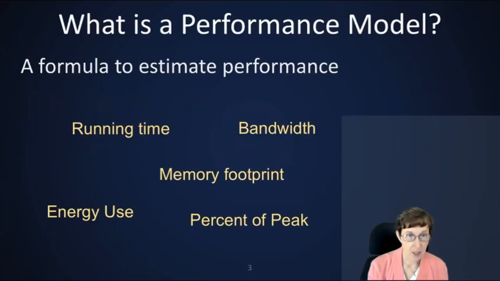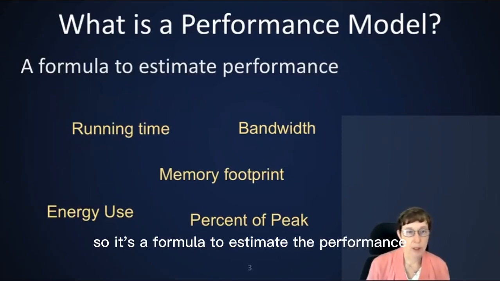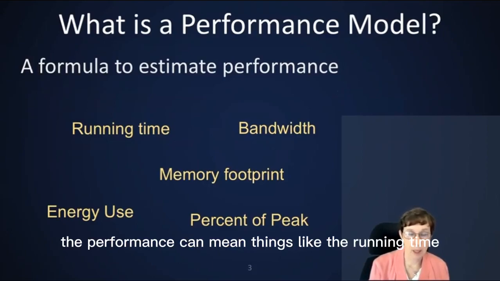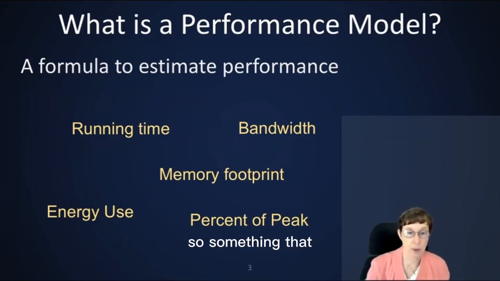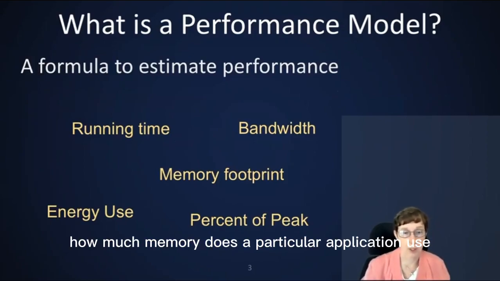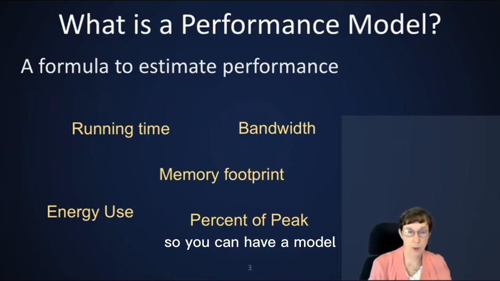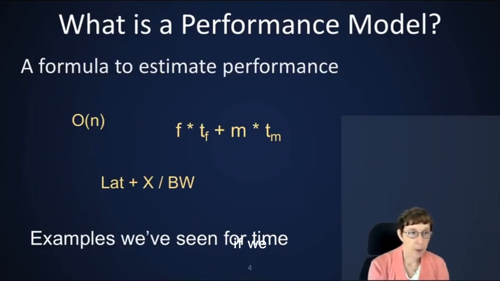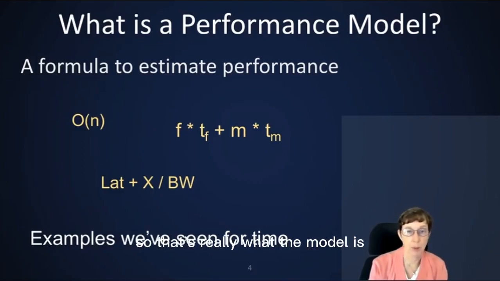But okay, so first of all, what is a performance model? It's a formula to estimate the performance. And the performance can mean things like the running time, which is what we'll often be using. It could be bandwidth, could be the memory footprint that's being used, so how much memory does a particular application use for a particular input. It could be something like the percentage of peak or the energy use of the machine. So you can have a model that will try to capture a number of different characteristics of your application. Now, we use a formula to estimate the performance. So that's really what the model is.